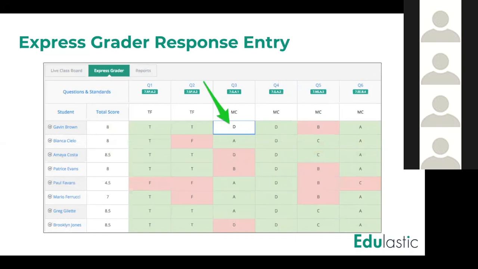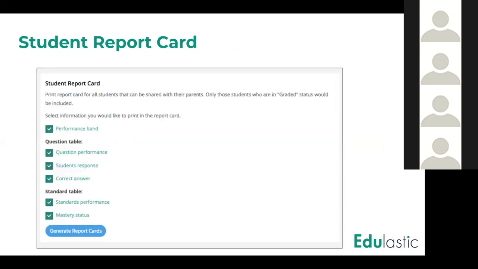But for classic question types, you can definitely do that. And then you can also, right next to the Express Grade or towards the top of the live class board, is a student report card. Within the student report card, you have a checklist. You can see the checklist to the left of what you can generate within these report cards. And in this case, I generated it with everything.